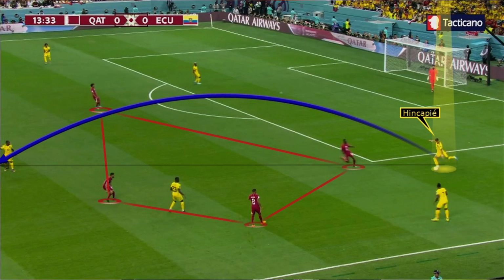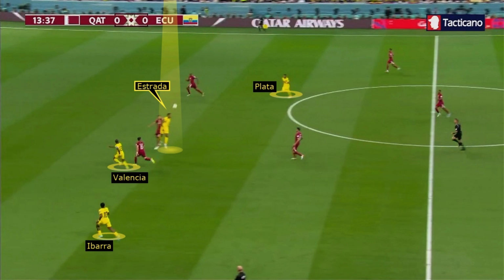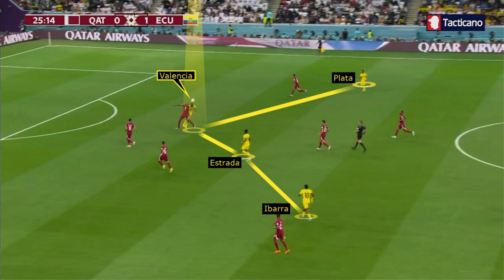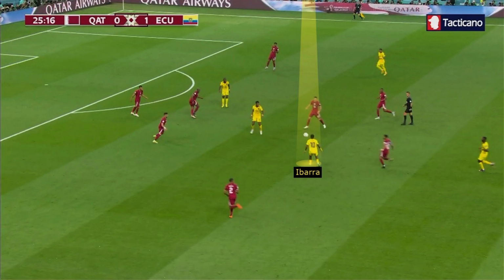Playing the second ball and targeting the duo Valencia, Estrada, to escape pressure or to build up in the air while Qatar exceeds in the middle of the field. Example 1, Hincapié passes a vertical ball to Estrada. Example 2, Hincapié plays a straight ball to Valencia. Then the second ball arrives to Ibarra.